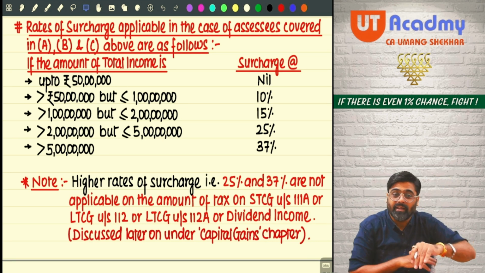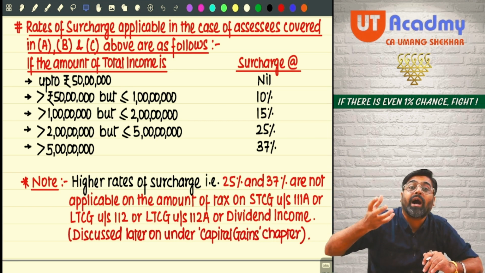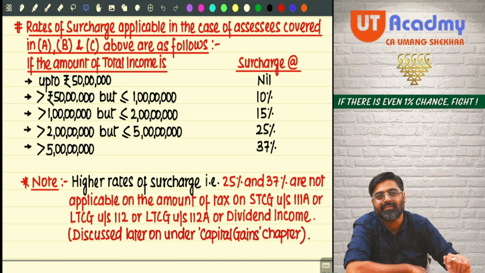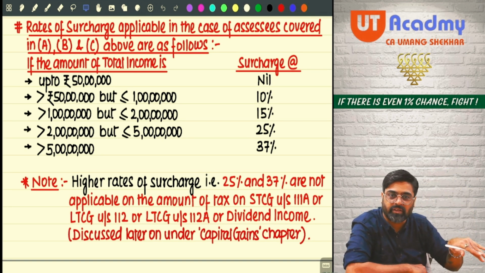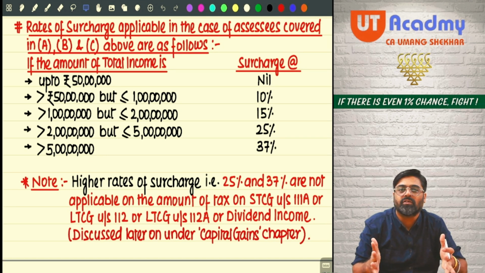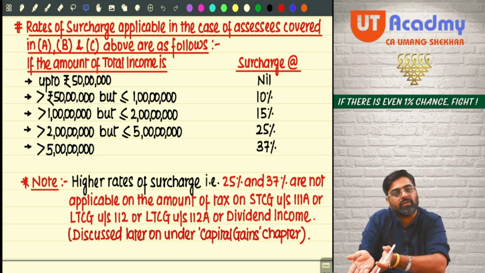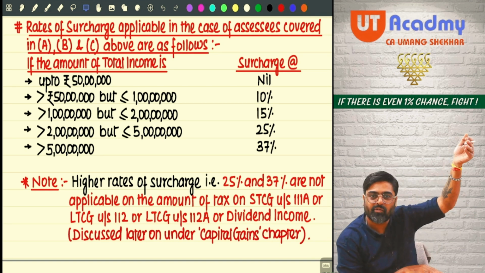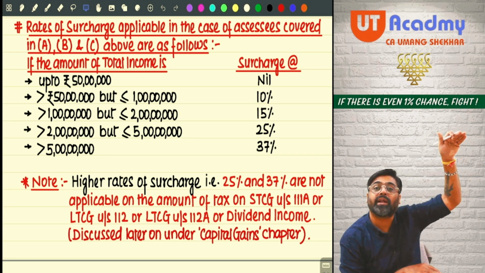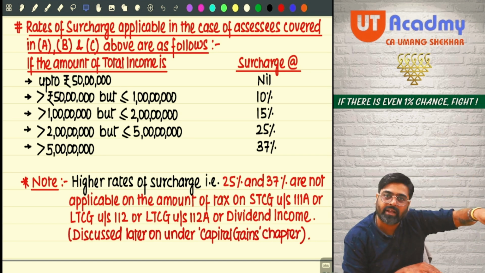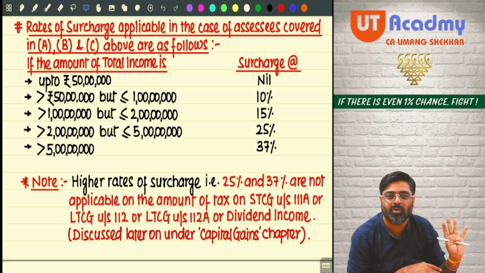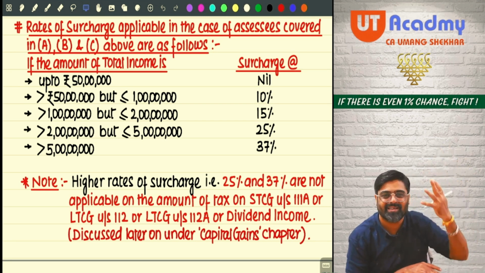Then there will be a concept that the higher rate of surcharge, 25% and 37%, is not applicable on taxes on 4 incomes. That same concept is there also. If you calculate your tax under the default scheme or normal scheme, it will not make any difference. The higher rate of surcharge, 25% or 37%, will not be applied on taxes on these 4 incomes. And if you are under the default scheme, there also the highest rate of surcharge is 25%, and it will not be applicable on taxes on these 4 incomes there also. Same thing, no change, only the tax rates and the surcharge rates are changed.